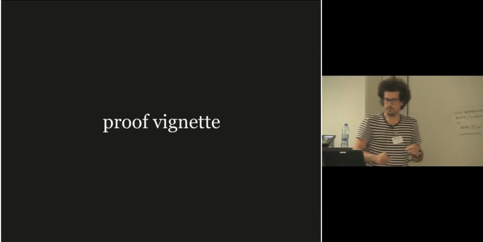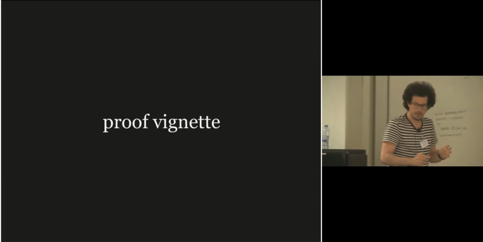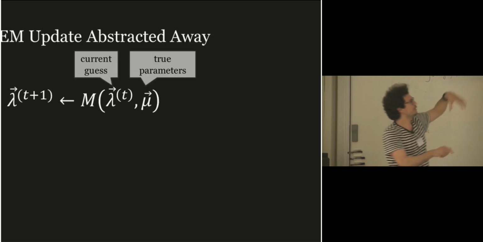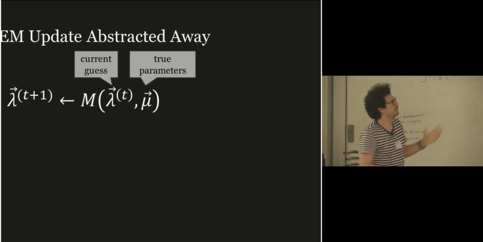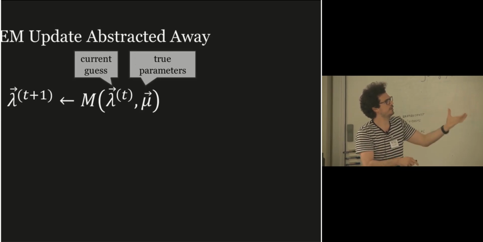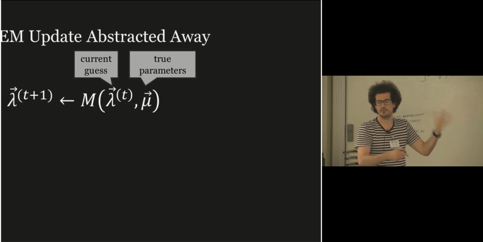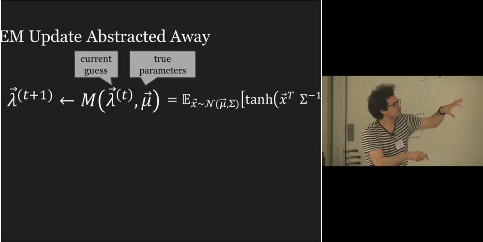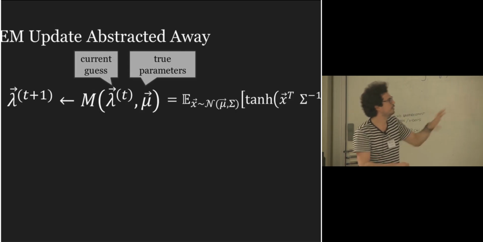I don't have too much time to talk about proofs. Let me just show you a generalizable vignette of the proof. Here's an abstraction of the EM iteration, right? The EM iteration depends on my current iterate and also the truth. The truth is providing me samples. My current guess will affect where I'm going to go next. And just to give you a mental picture of how it looks, it has some tanches and so forth. It doesn't matter what it is.